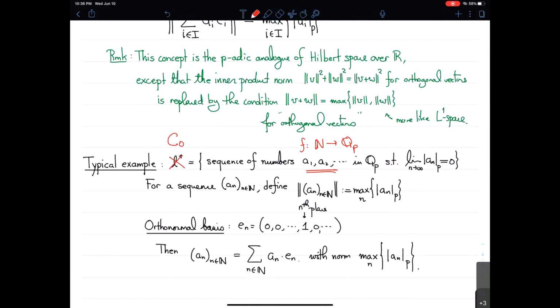Other questions? Yes, I believe there is another one. I was wondering if there is an analog of the Cauchy-Schwarz inequality in the p-adic world. Cauchy-Schwarz inequality. Let's see.